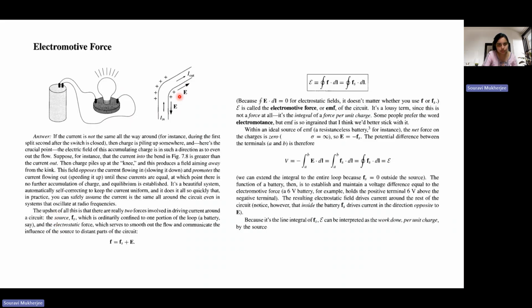Now, what are the charges moving in this wire experiencing? They would have some force coming from the source. So you have force because of the presence of the source, and you would also have some force because of this electric field that is generated.